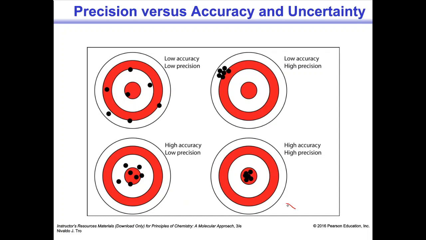And in the bottom right, we have high accuracy and high precision. They all hit the bullseye and they're all clustered together. So that's both high accuracy and high precision. Hopefully that helps you understand the difference between precision and accuracy and what's high precision, what's low precision, and you kind of get the idea there.